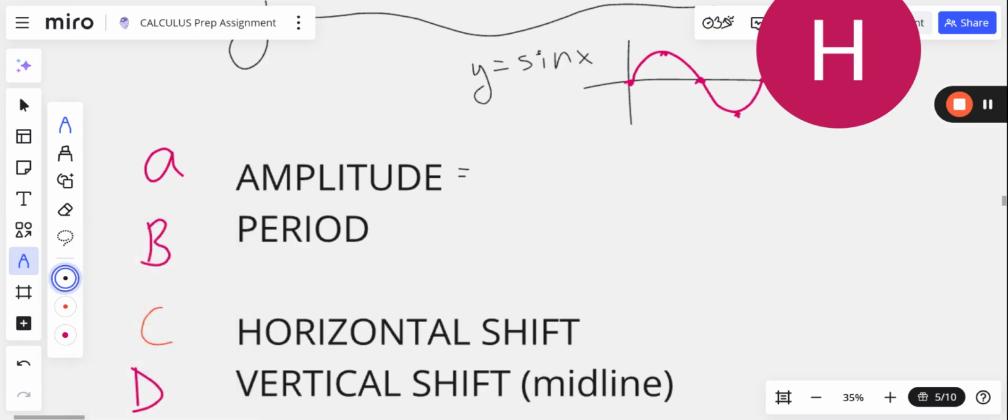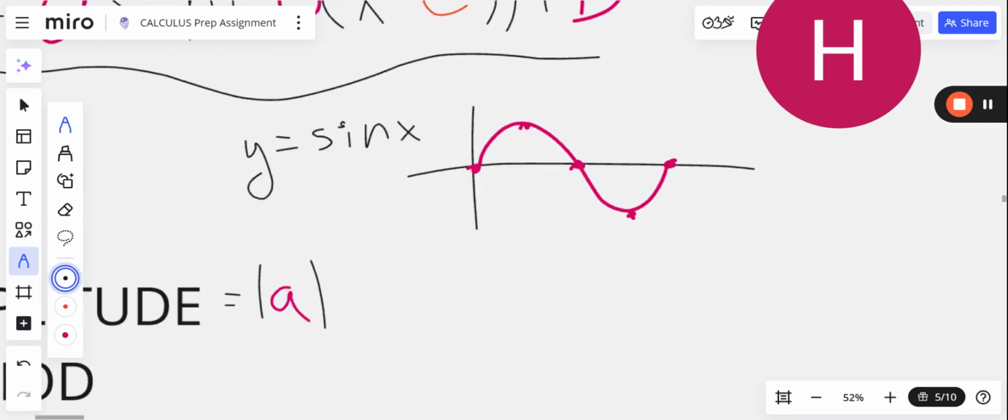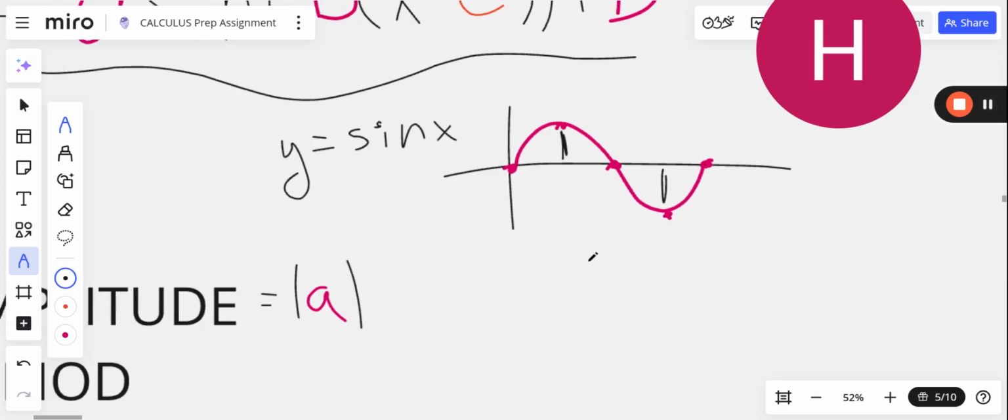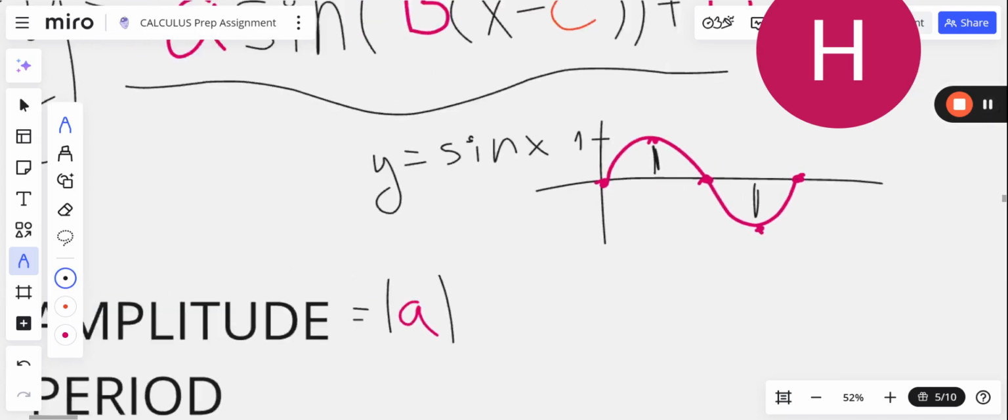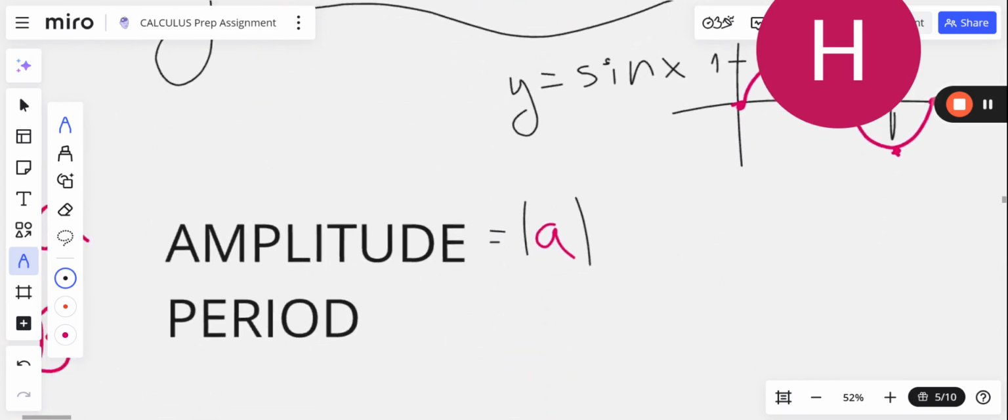Technically, the amplitude is the absolute value of a. A could be a negative number, but the amplitude cannot be a negative number, and the amplitude represents the distance from the midline to the extreme point. In the case of the parent function, the standard amplitude is 1. But whatever this a value is will tell us what the amplitude is.